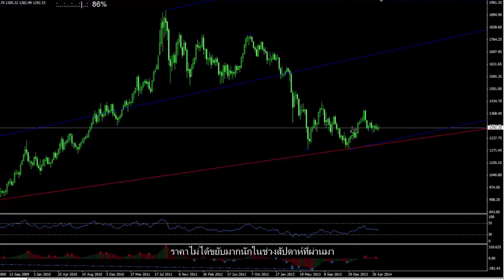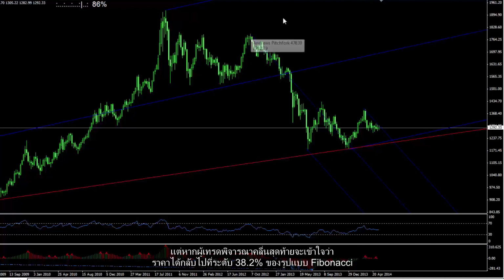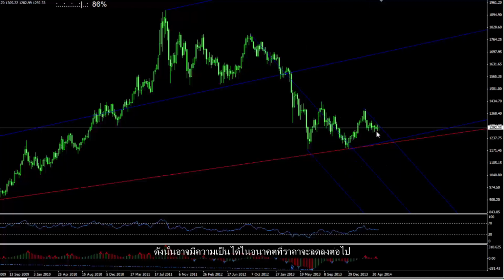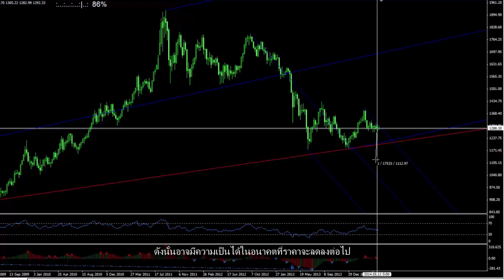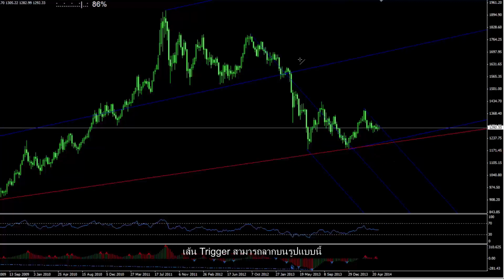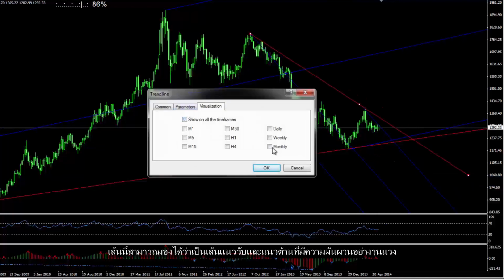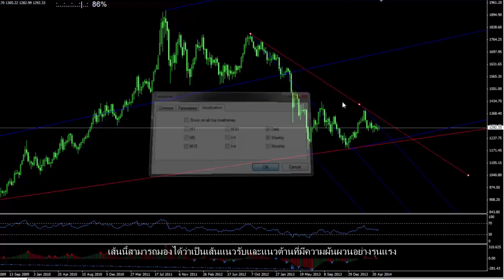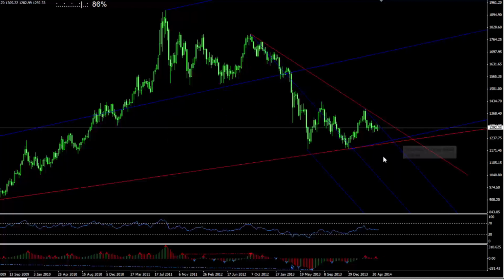Price does not move considerably in the latest weeks, but if a trader considers the last wave, he or she will understand that price has returned to the level 38.2% of a Fibonacci pattern. Thus, a further decline is more probable. A trigger line can be drawn on this pattern. This line can be considered as a powerful dynamic support and resistance line.